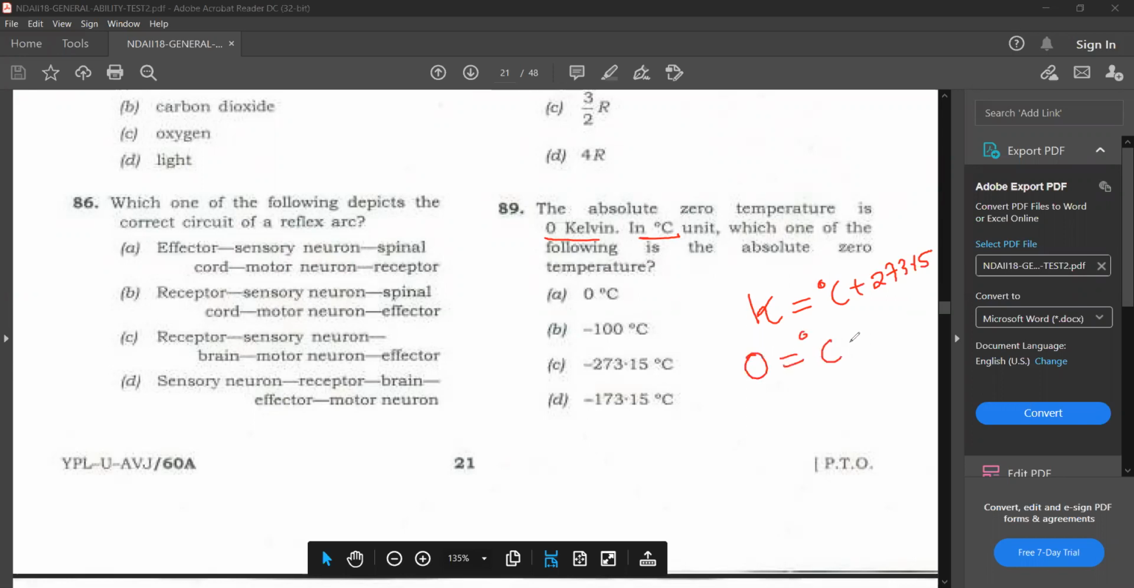Here they are giving 0 Kelvin. So that is degree Celsius plus 273.15, so degree Celsius is negative 273.15. The corresponding Celsius scale value is negative 273.15 degrees Celsius. That is option C.